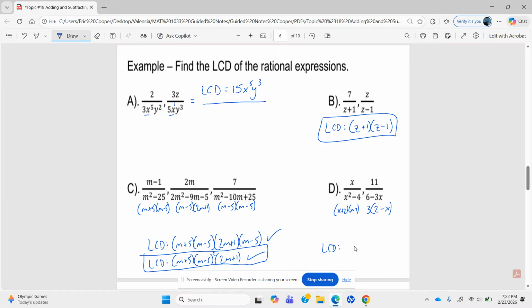Now for my LCD, I need everything that's unique. So I have an x plus 2 and an x minus 2. I have a 3, which I don't have in this fraction, so I'll include that in my LCD. And remember, these are not the same. These are actually opposites. So we don't have this here already. We need to include this in our LCD. My LCD should include one of every sort of polynomial that doesn't already exist. We need this skill to be able to add and subtract fractions, which we will do next.